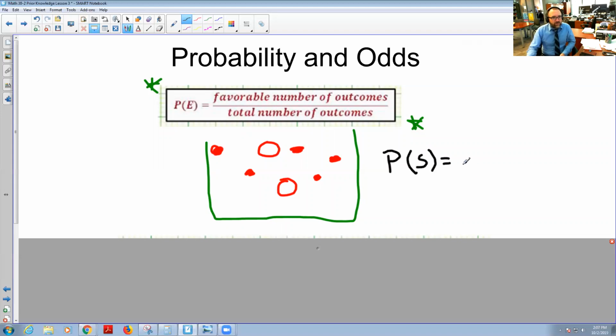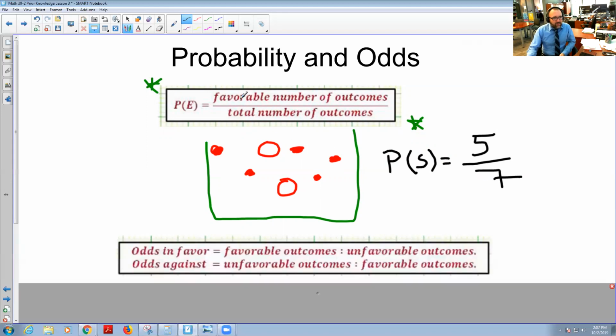So first things first, how many are shaded? 1, 2, 3, 4, 5. So 5. Now, total number of outcomes is the total number of actual balls in the bag. And you will realize it's 7. So I always remember the total number is always going to be bigger. The denominator is always going to be bigger when you work on these.